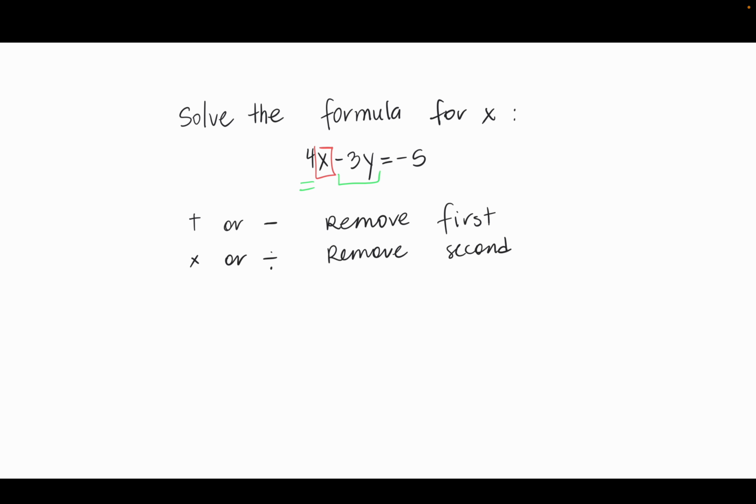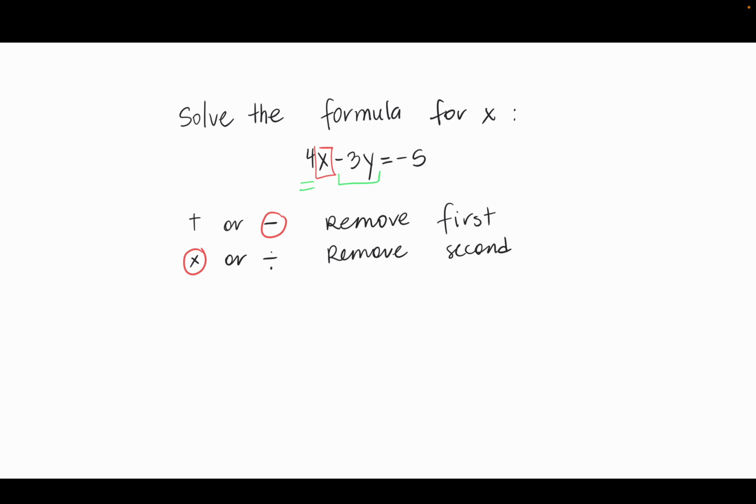Well, let's go back to our equation. The 4 that is attached to x by multiplication versus the negative 3y that is attached to our x by subtraction. Well, subtraction will come before multiplication. So here we go. We need to remove minus 3y first. We need to move it to the other side.